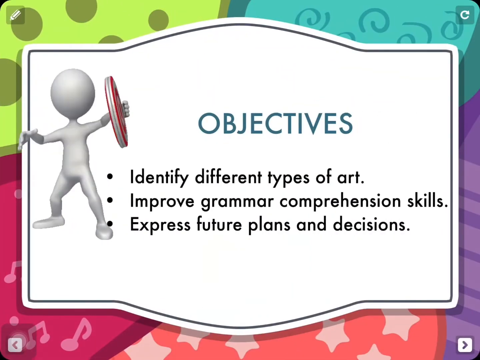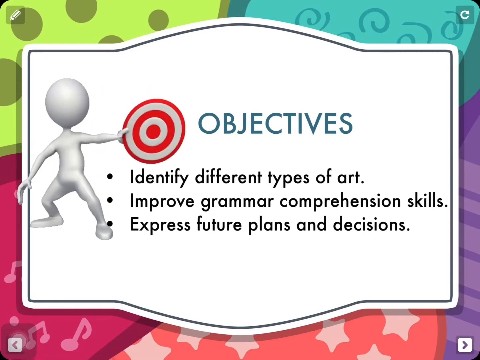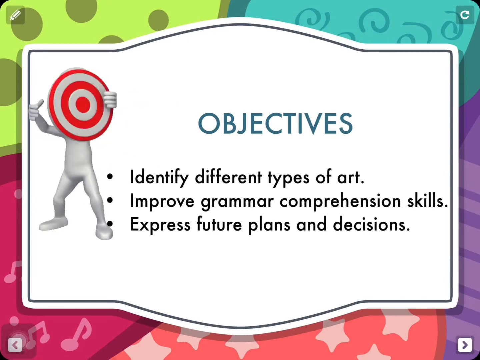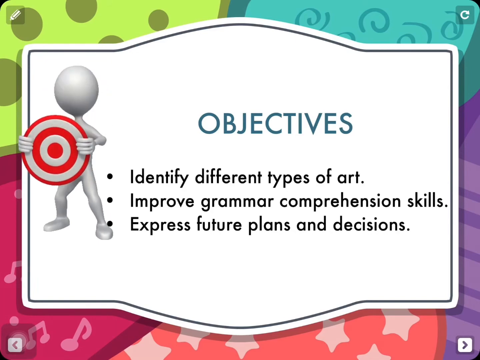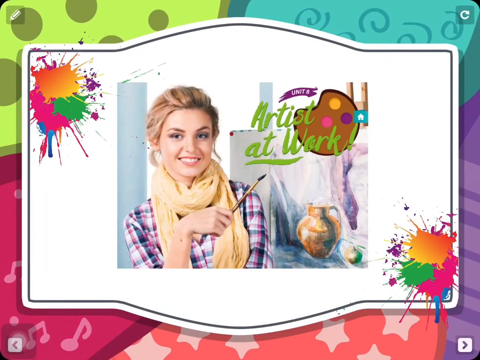Today you will be able to identify different types of art, improve grammar comprehension skills, and we are also going to express future plans and decisions. This unit's name is Artists at Work. In this unit, we will see different types of art, and we will also discuss or express our favorite hobbies. But first, let's watch a video.